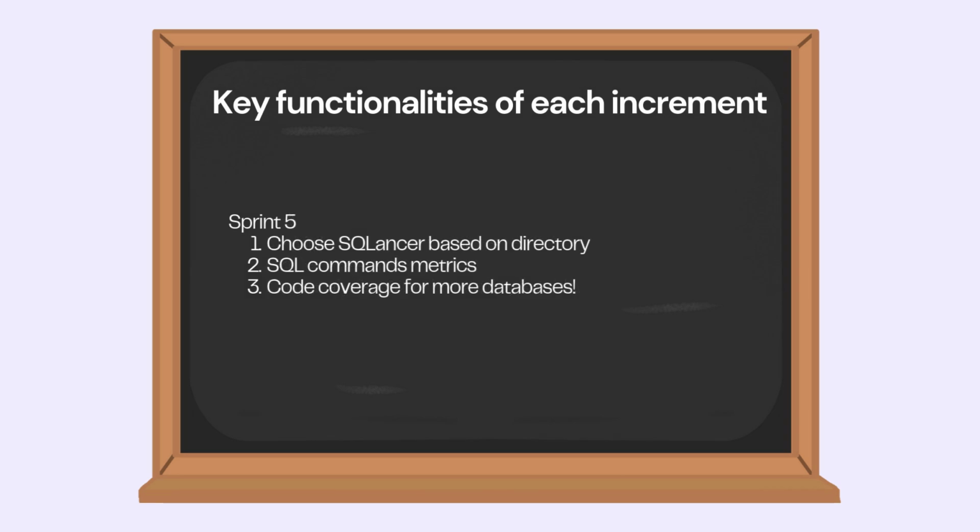As for the last sprint, users are now able to choose SQLancer based on directory. Additionally, we have developed a panel to analyze the operations in SQL commands executed by SQLancer. Last but not least, we have added the code coverage feature for more databases. Users are now able to retrieve code coverage from DuckDB, SQLite, as well as H2.